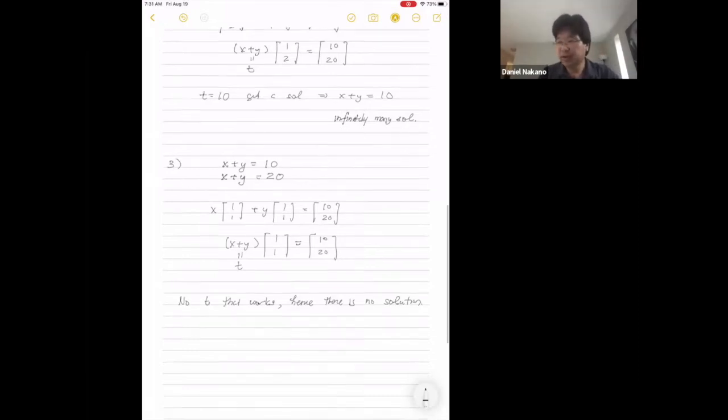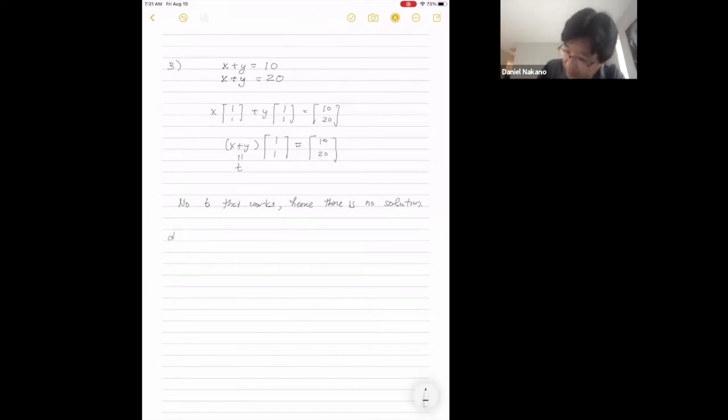Okay, so I just want to make one definition. Here's a definition: a system of equations is called singular if and only if the system has no solutions or infinitely many solutions.